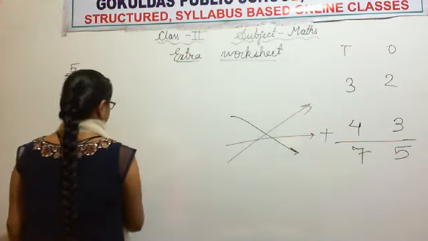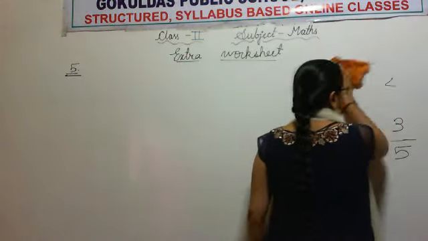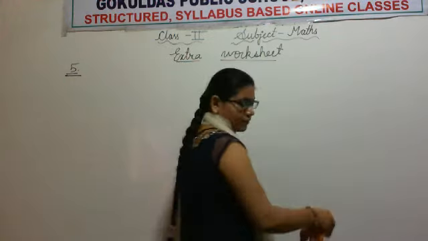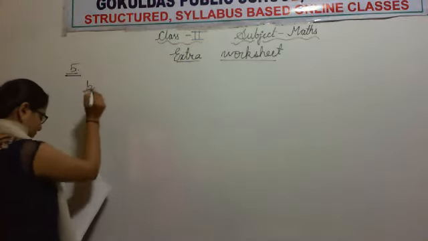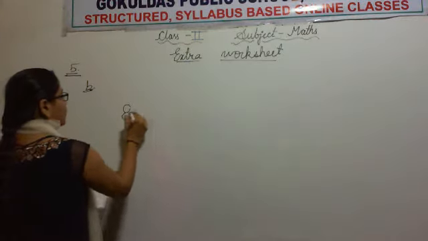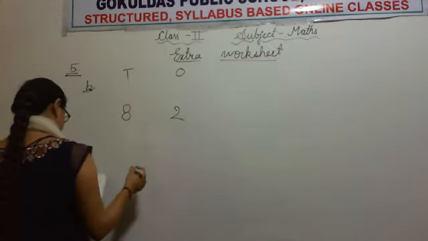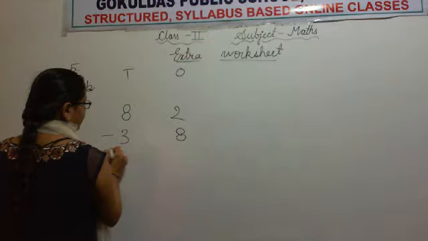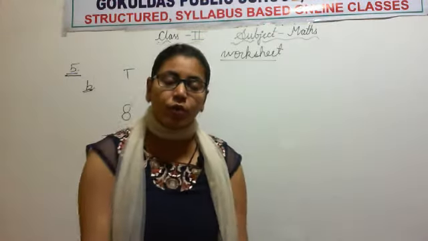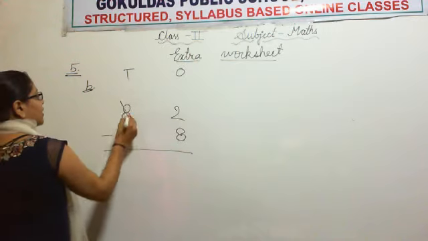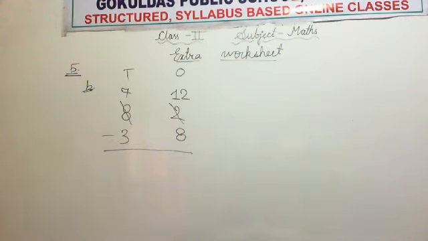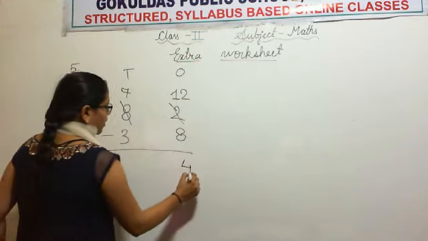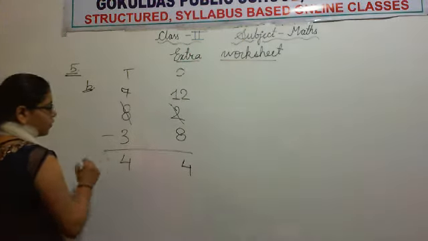Part B. Minus 38. Now see, we cannot remove 8 from 2 in the ones place. So we will borrow a 10. This 8 will become 7 and this 2 will become 12. 12 minus 8 is equal to, all of you do it fast. 12 minus 8 is equal to 4 and 7 minus 3 is also equal to 4.